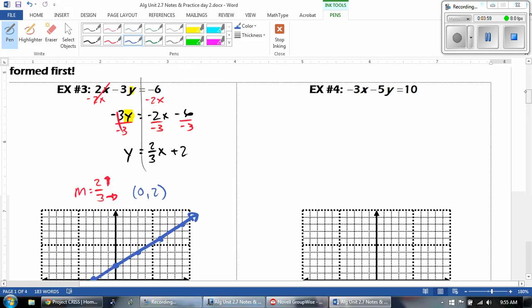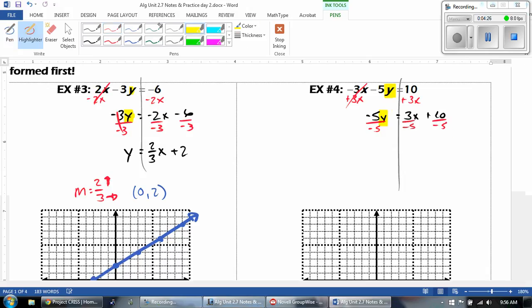So what we're doing is we're transforming this. I want it in slope-intercept form, so that means I solve for y. Add the 3x to the other side. We get negative 5y equals 3x plus 10. We just have to watch our negatives. Divide by negative 5 to get the y by itself, and we get that y equals negative 3 over 5x minus 2.